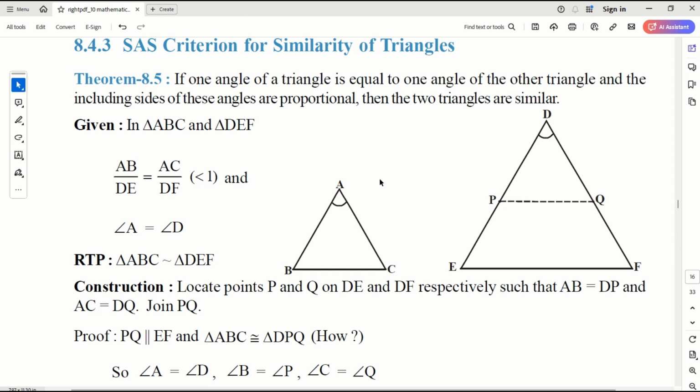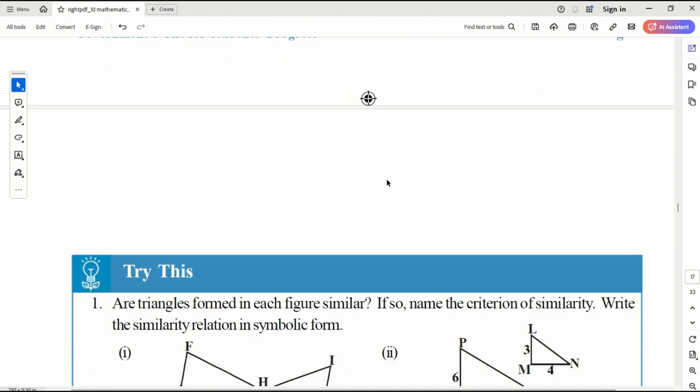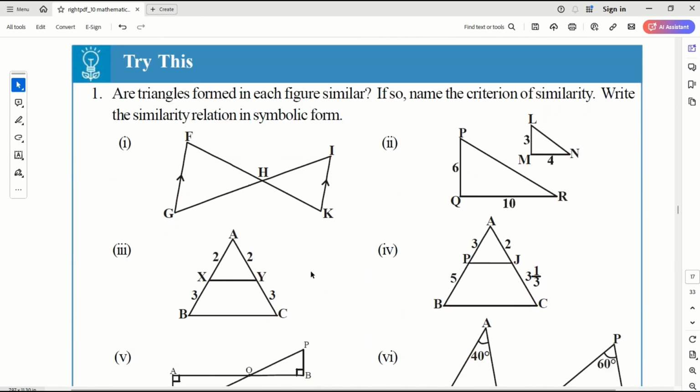Here, two sides of a triangle and the corresponding two sides of the second triangle are in the same ratio. Okay. And the angle between the two sides is the same. Okay. Only then we call these two triangles similar triangles. Okay. Now let's try this. Name the criteria of similarity.